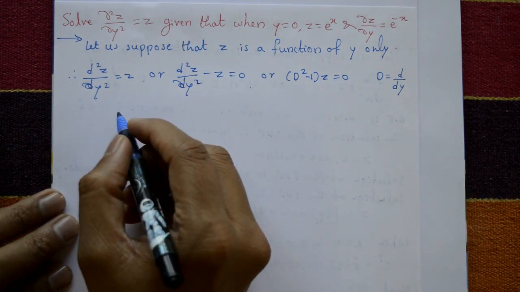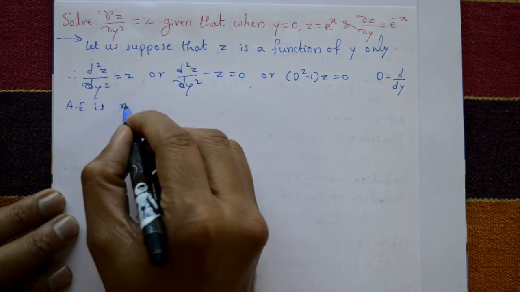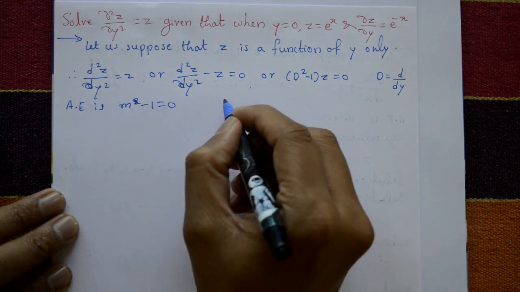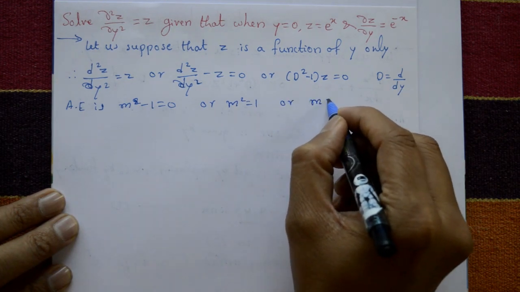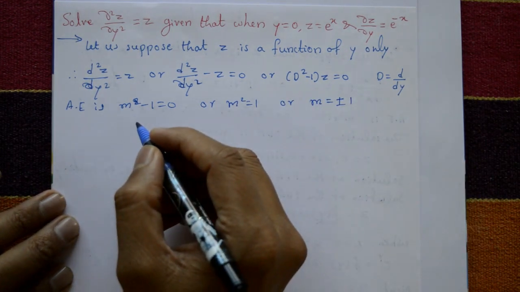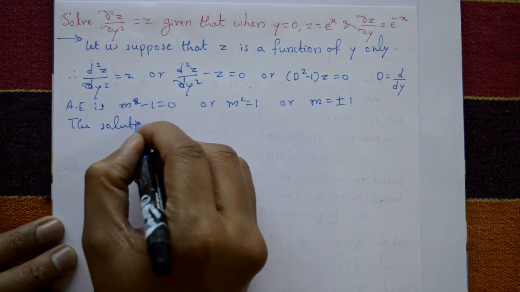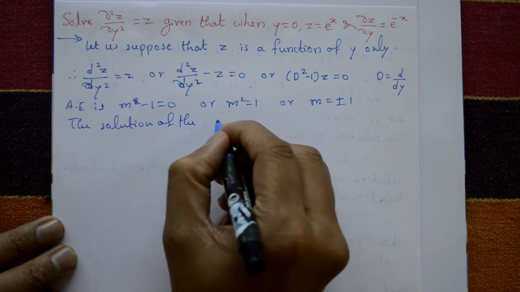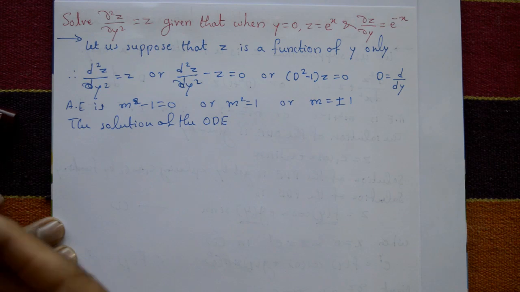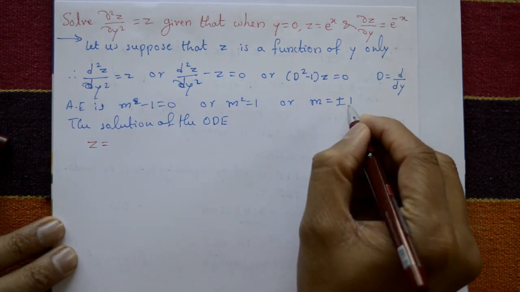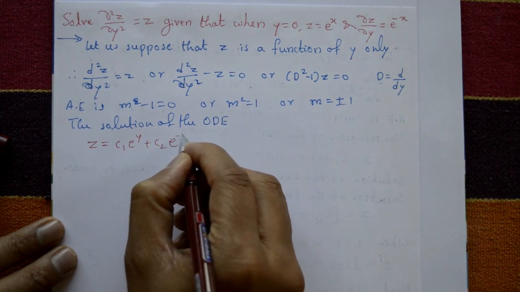Now the auxiliary equation is m² - 1 = 0, or m² = 1, or m = +1 or -1. Now the solution of the ordinary differential equation, since the roots are different, is z = c1 e^y + c2 e^(-y).